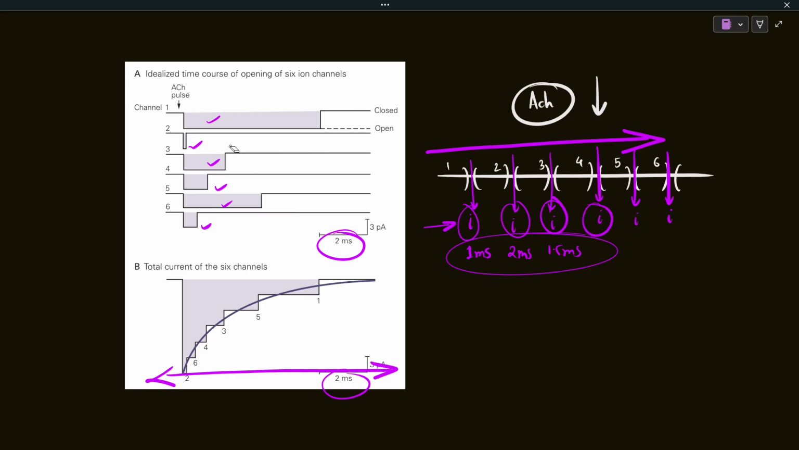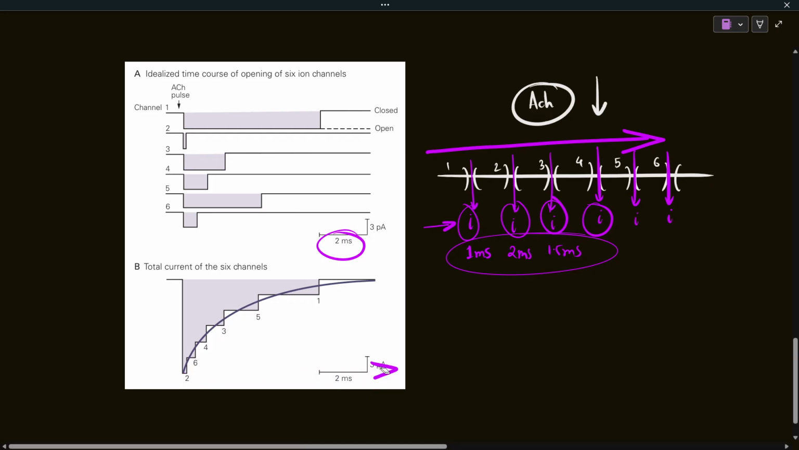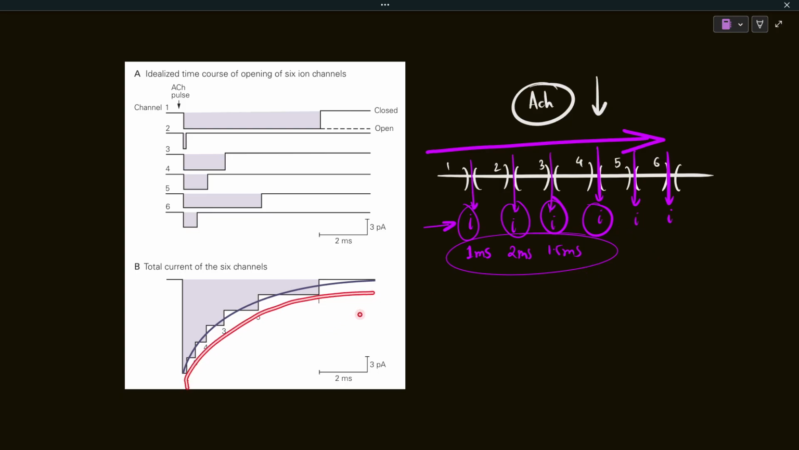I hope I'm clear to you all. This smooth curve, this dying out current that is seen, is due to the opening of ion channels producing the same current, but for different durations. Some ion channels are open for long, some are open for less time. So due to this, a smooth decaying curve is seen for the total ion current.